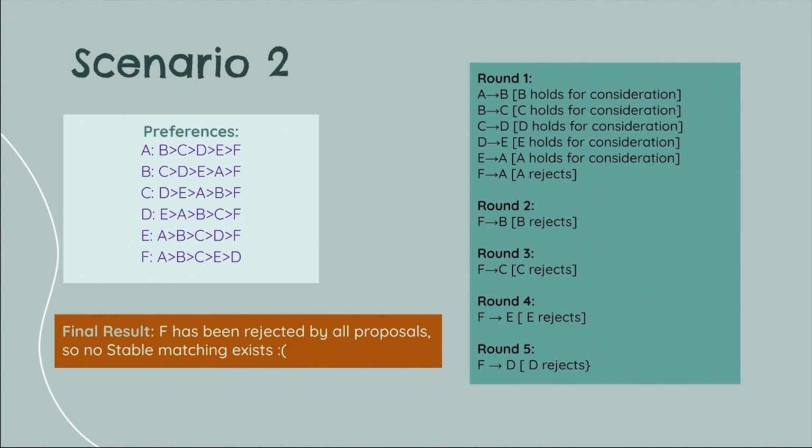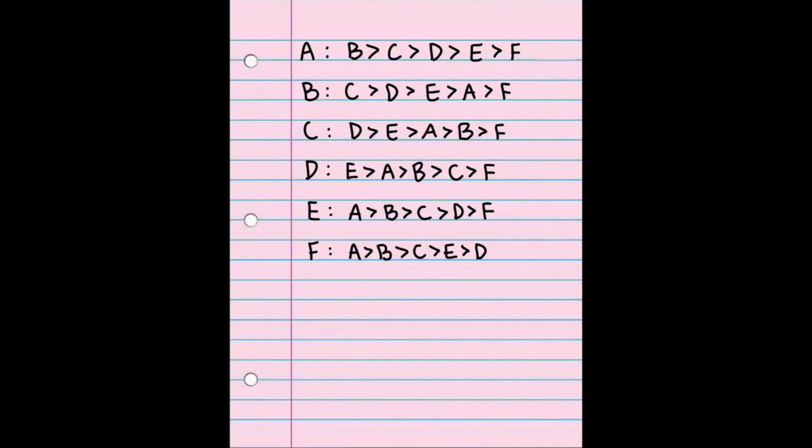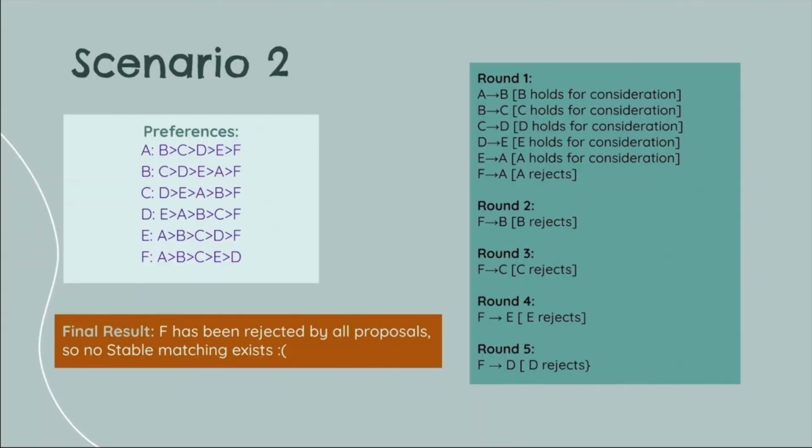Let's try this again using new preferences. In this scenario, we are now going to start from the beginning and go through the algorithm so that everyone is holding a proposal for consideration. So A proposes to B, B proposes to C, C to D, D to E, E to A, F to A, but A is going to reject F, and so F is going to move throughout its list to each following person, and everyone is going to reject F because F is last on everyone's list, which means all of F's proposals are rejected and F has no proposal to hold for consideration, which means this algorithm does not produce a stable matching. Unfortunately, this means that Fernando is left all alone.